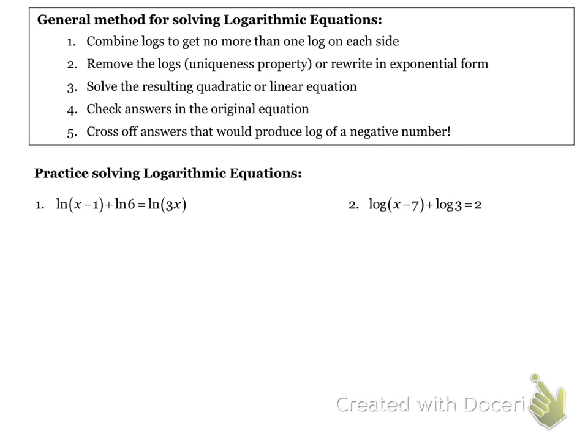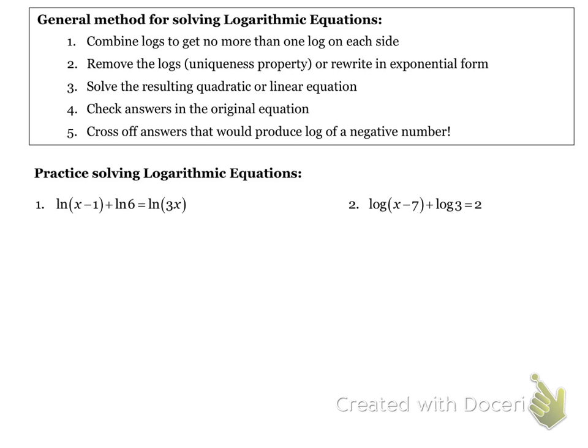Okay, so when we solve logarithms, there's a couple general rules. You need to first combine logs to get no more than 1 log on either side. So we need to use those properties and put any addition problems or subtraction problems together. You remove the logs if you're using the uniqueness property, saying the 2 arguments are equal, or rewrite it in exponential form, which is like the popcorn method. And then you're going to solve the resulting quadratic or linear equation that you have. You have to check your answers in the original, and then obviously cross off anything that would produce a log of a negative number and 0.